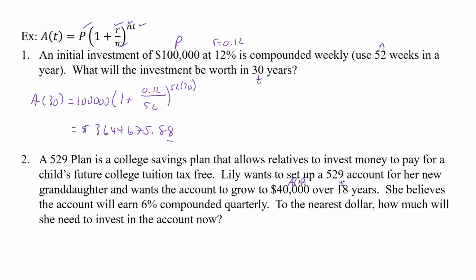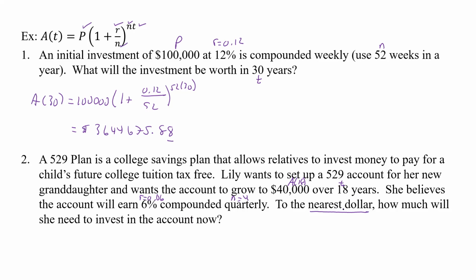This is our T. Now, she believes the account will earn 6% interest compounded quarterly. Well, 6%, that's going to be our rate, and that's 0.06. Compounded quarterly, well, that means N is equal to 4. So now to the nearest dollar, how much will she need to invest in the account now?